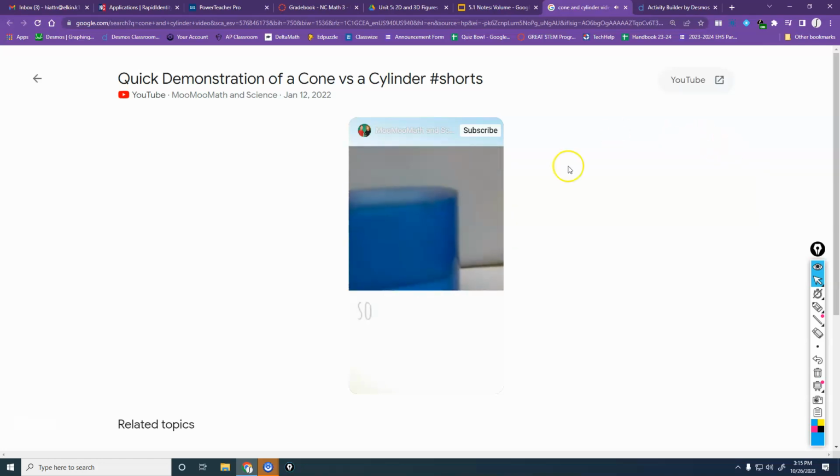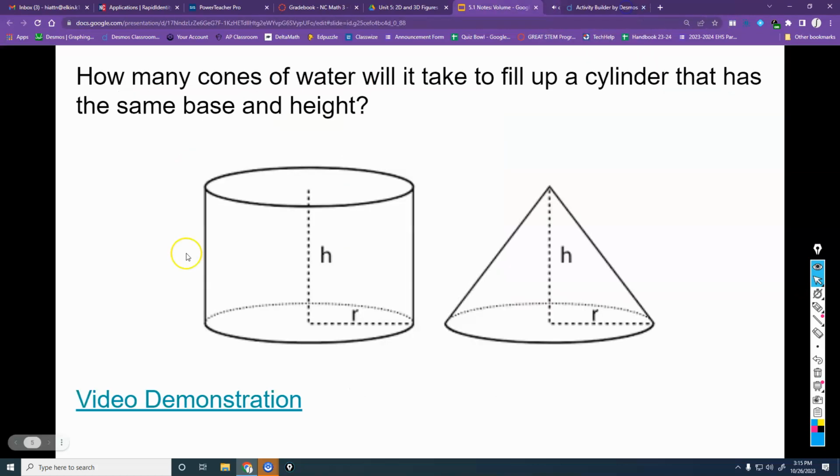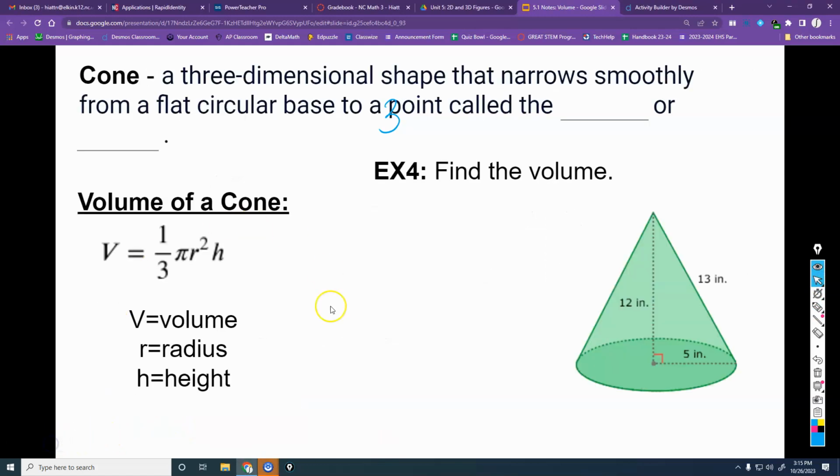So the answer to that question, how many cones of water will it take to fill up a cylinder that has the same base and height? That would be 3. To me, it doesn't quite seem like it should be 3, but it is 3. So whenever we look at the formula for a cone, we're going to see that shown. A cone is just a third of a cylinder, so its volume equals 1/3 pi r squared times height.